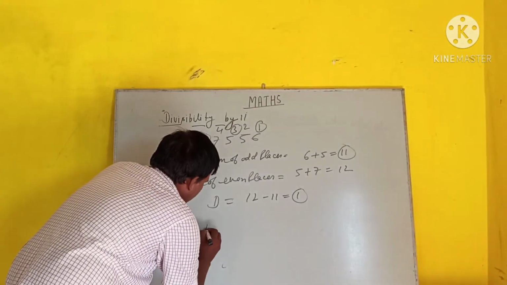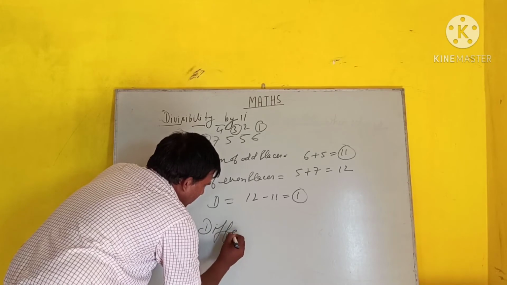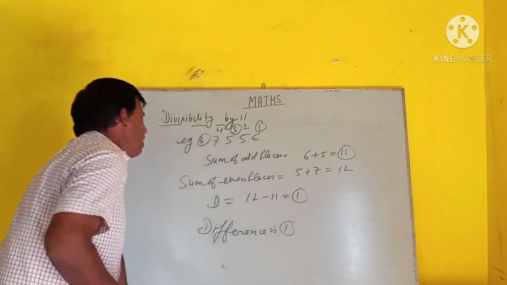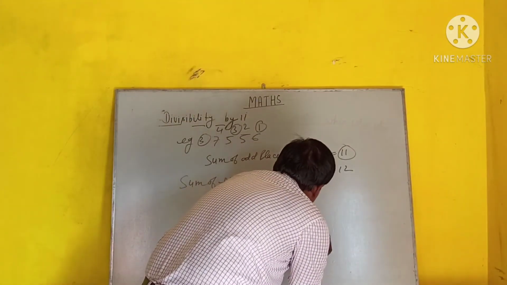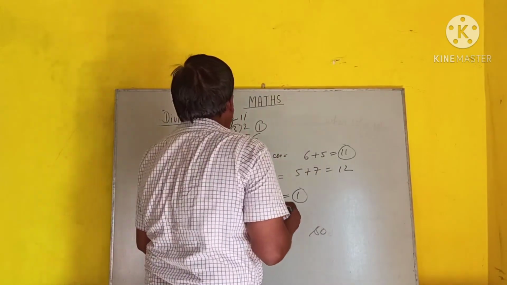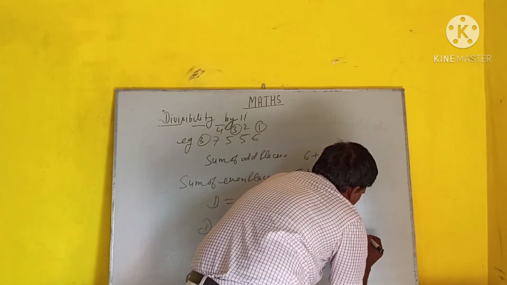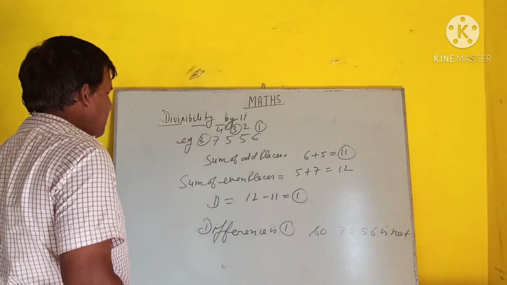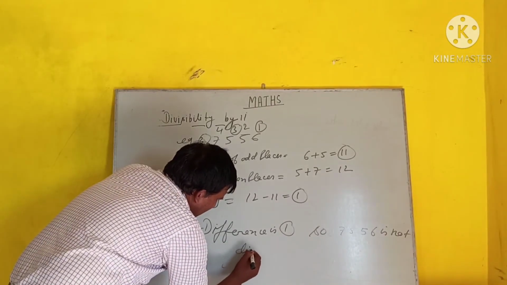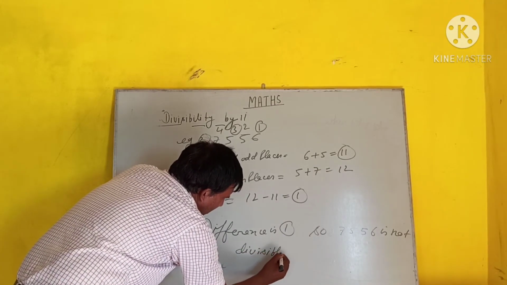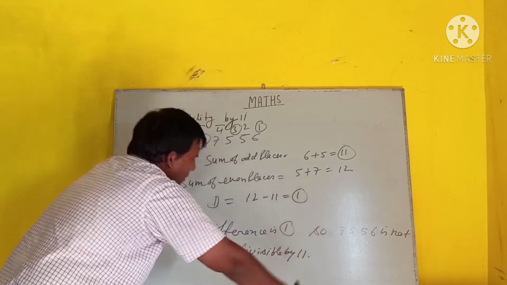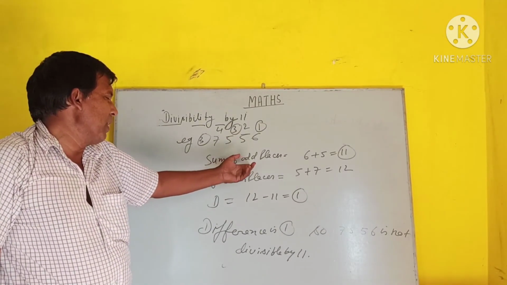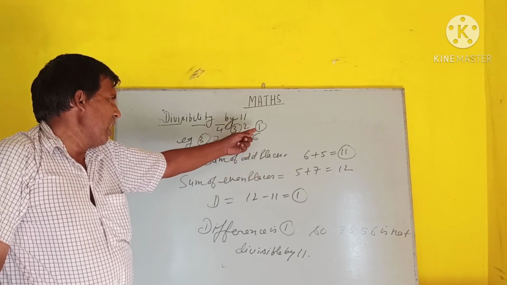Here you write the difference is equal to 1. So 7556 is not divisible by 11. Here you find the sum of odd places and the sum of even places.